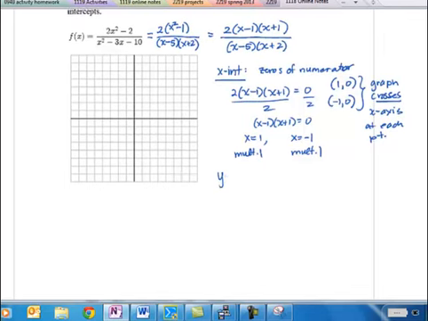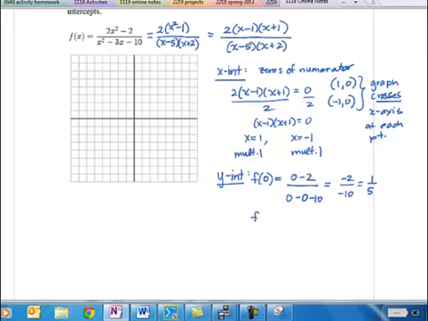Then the y-intercept is f of 0, so put 0 in for x. You can use either form. If you use the expanded form, you have 0 minus 2 over 0 minus 0 minus 10, which is negative 2 over negative 10. A negative divided by a negative is a positive 1/5. You really want to be careful about the sign of your y-intercept because that's going to help you determine the shape of the graph without your graphing calculator. So if you have the sign wrong, a lot of things will fall apart.